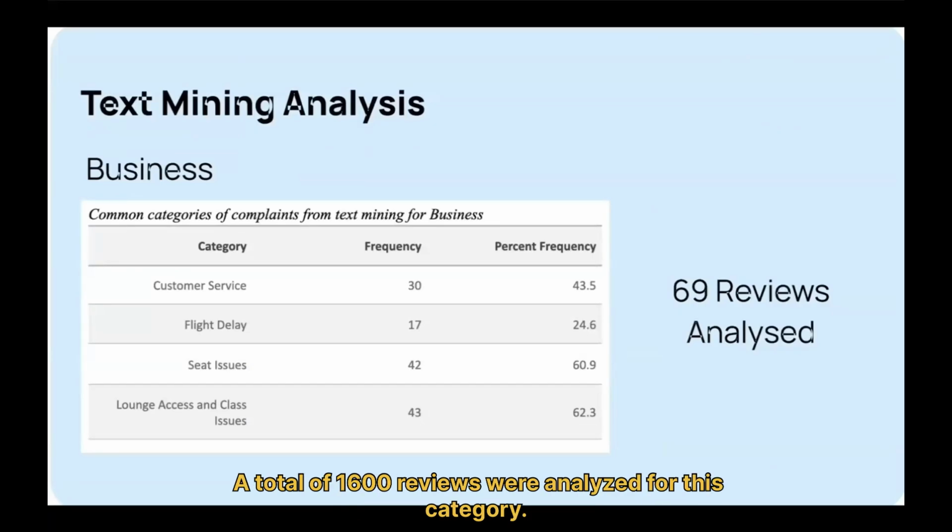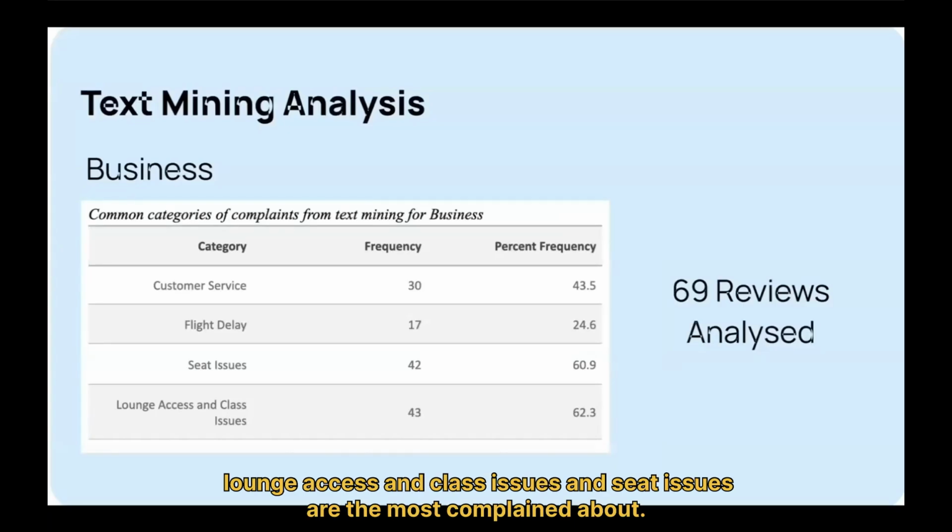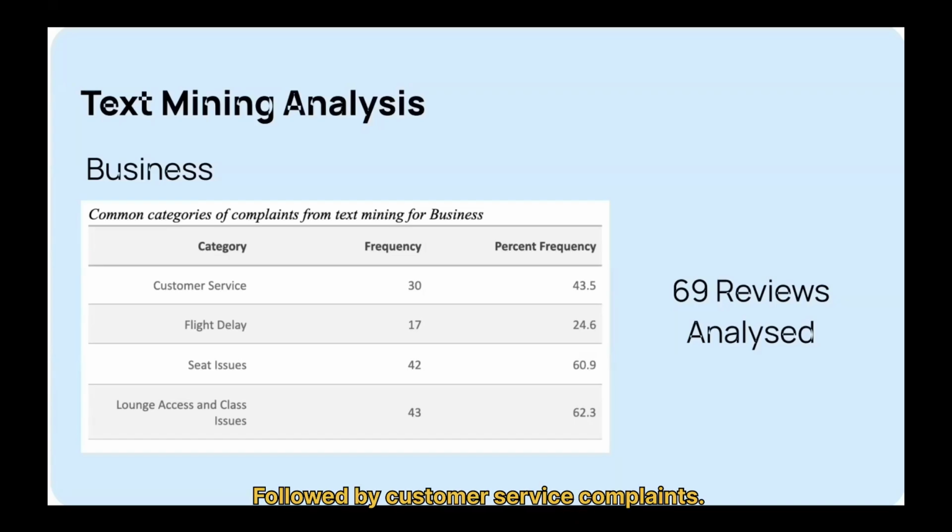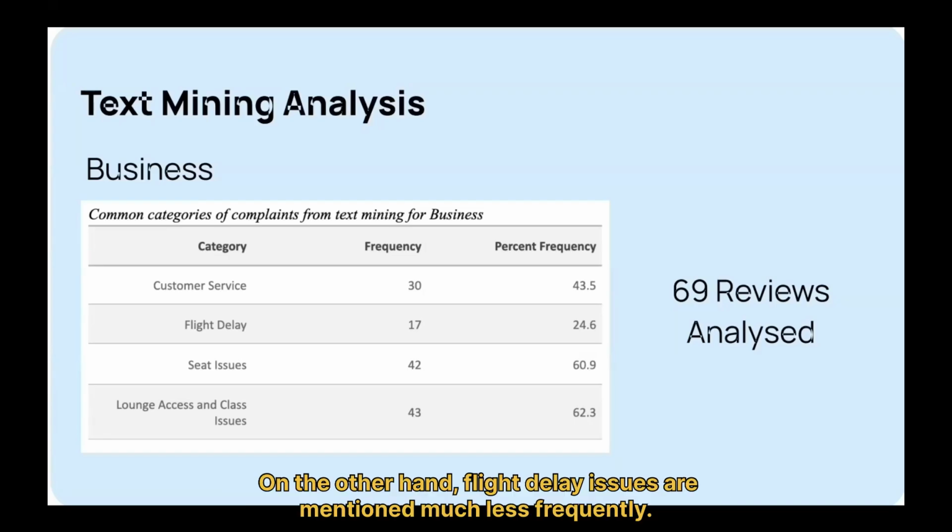We then analyzed the reviews for travelers under the category of business. A total of 1,600 reviews were analyzed for this category. From the table, we see that among business travelers, lounge access and class issues and seat issues are the most complained about, followed by customer service complaints. On the other hand, flight delay issues are mentioned much less frequently.